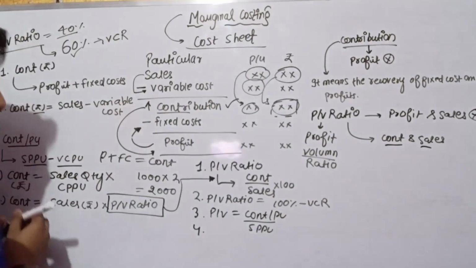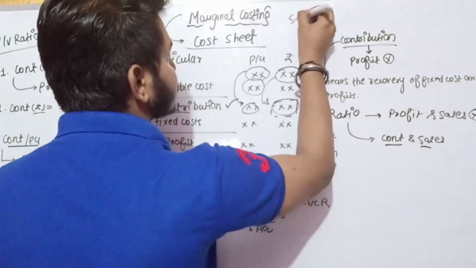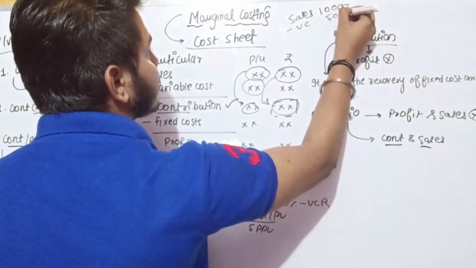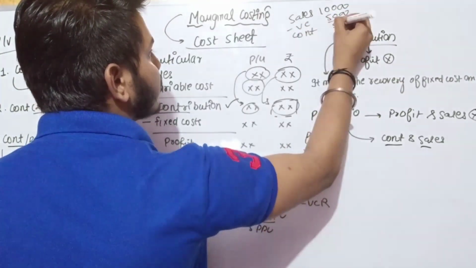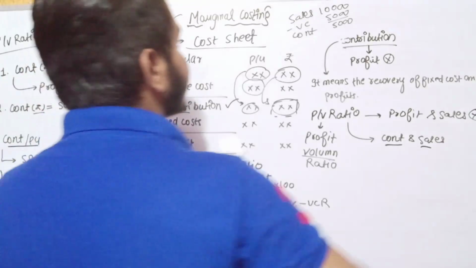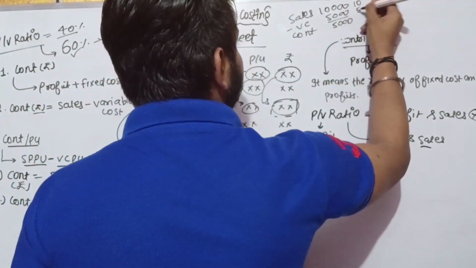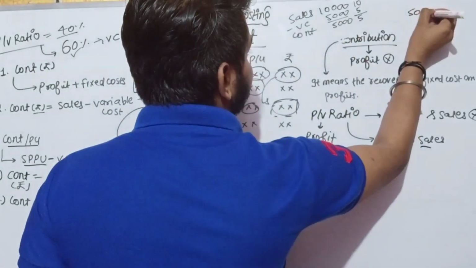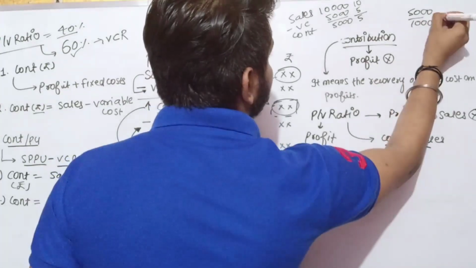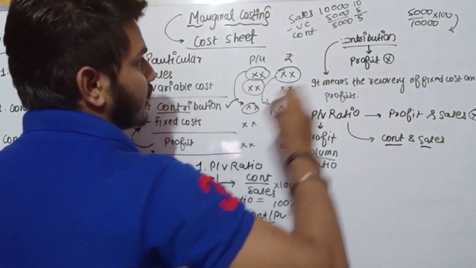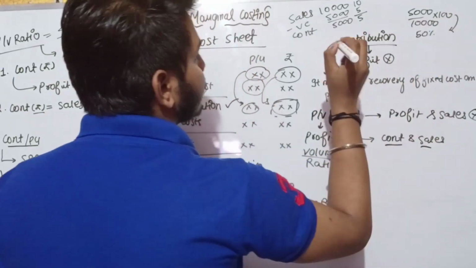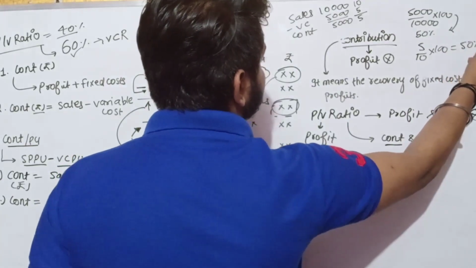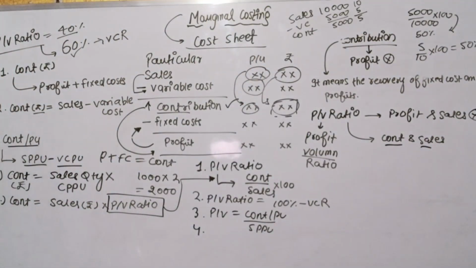Let's suppose my sales are 10,000 rupees. The variable cost is 5,000. Then what is the contribution? We have got 5,000, right? The selling price per unit is 10. The variable cost per unit is 5. The contribution is 5. Now, if you divide 5,000 by 10,000 multiplied by 100, you will get a 50% PV ratio. But if you go like this, 5 divided by 10 multiplied by 100, you will also get 50%. So both formulas give the same result.